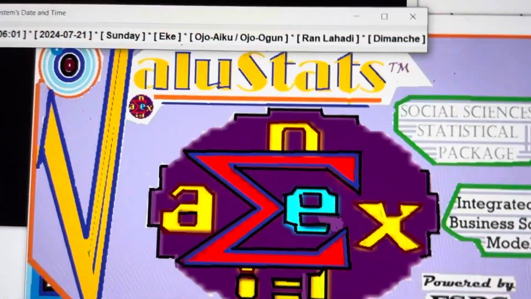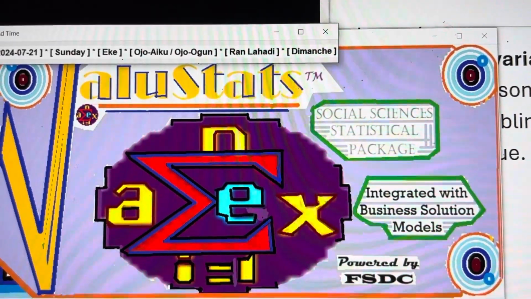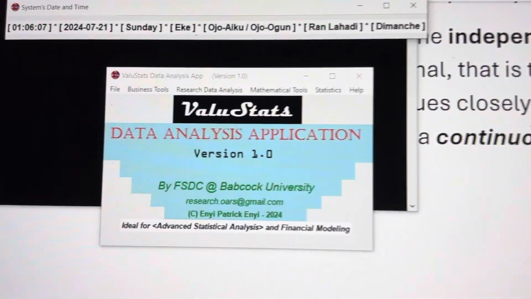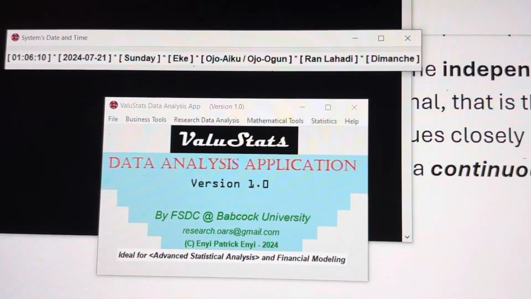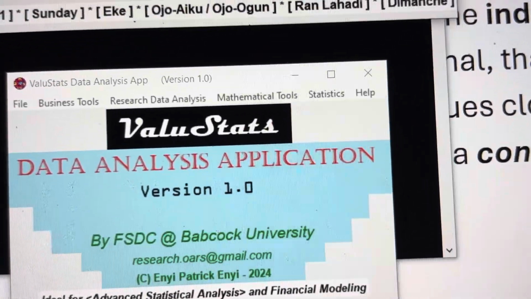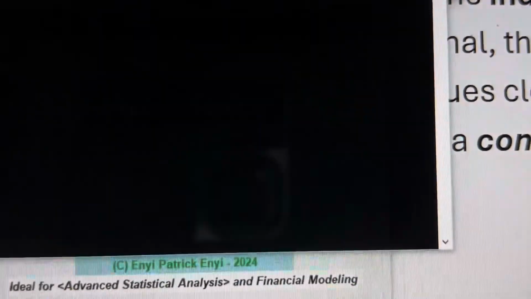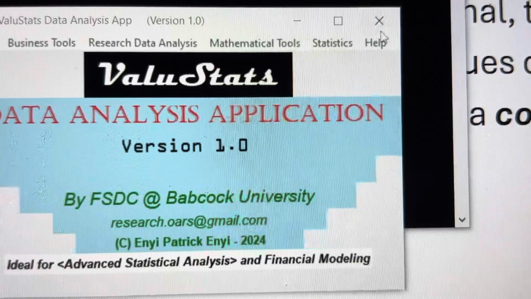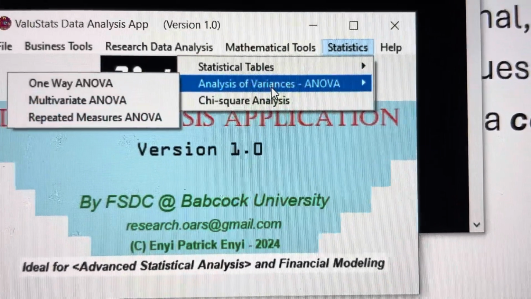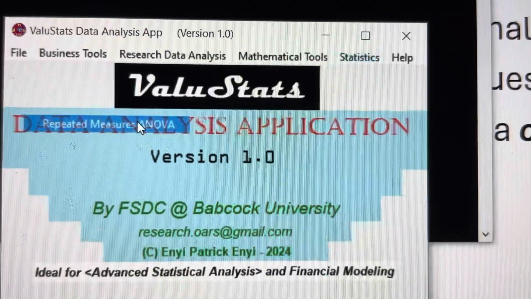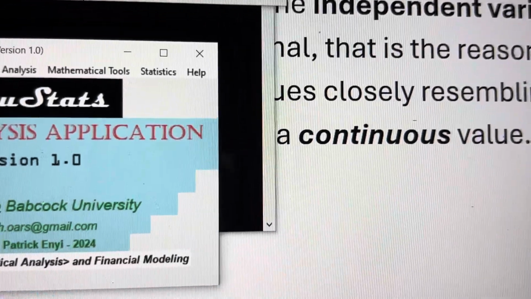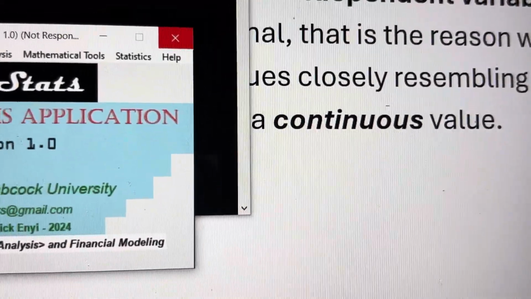And after this, I know this must have helped the viewer to understand the use of repeated measure ANOVA and how it is achieved using the VSP program. Now let's do the last one now. Repeat, okay, RMA. Then we wait for the form to come out.